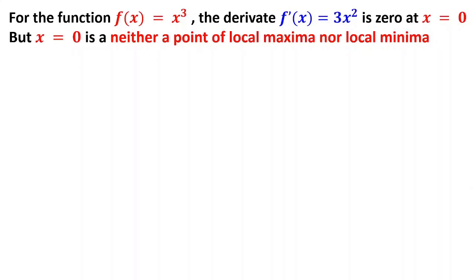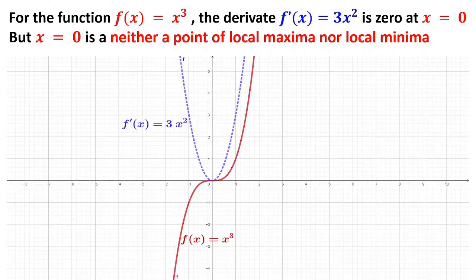Well, now let us take another problem. Sometimes a point may be neither a local maxima nor a local minima. This is the example for it. For the function f of x is equal to x cube, the derivative is 0 at x is equal to 0, but x is equal to 0 is neither a point of local maxima nor a local minima. You are seeing that it just crosses it.